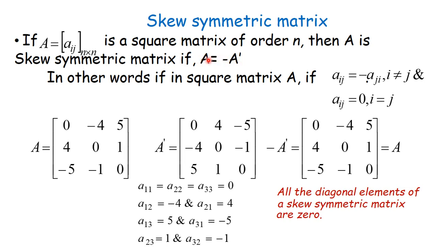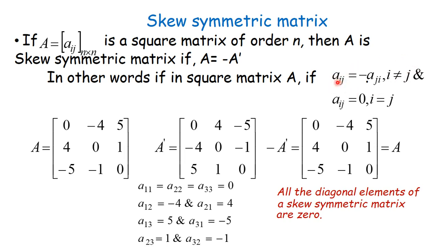Yes, if A is equal to A dash, your square matrix will be symmetric matrix, but if A is equal to minus A dash, your square matrix will be a skew symmetric matrix. In other words, I can say that if in a square matrix A, Aij is equal to minus Aji if i is not equal to j, and Aij is equal to 0 if i is equal to j. I will explain these equalities.